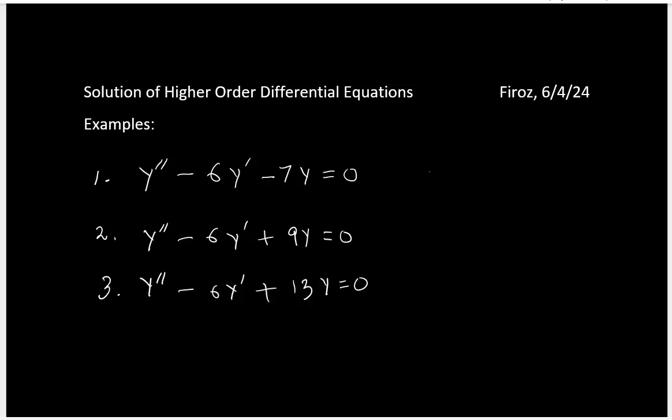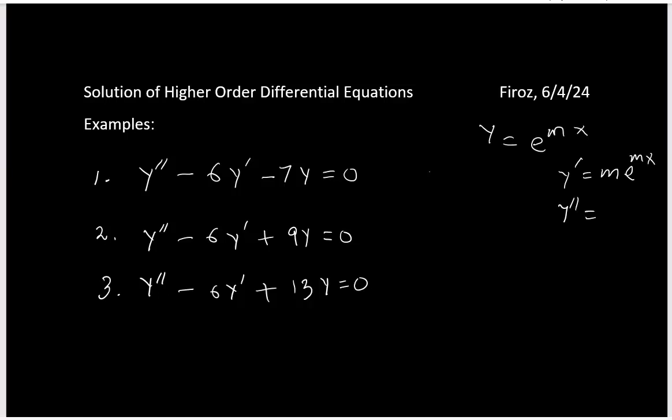Now we are taking three examples. The first differential equation is y double prime minus 6y prime minus 7y equals 0. Now, as you know, we use the ansatz or the test function y equals e to the mx as our solution. Then you know y prime will give you m e to the mx.